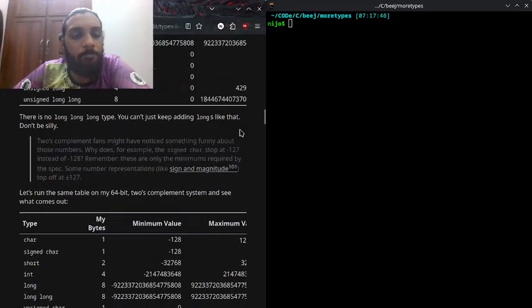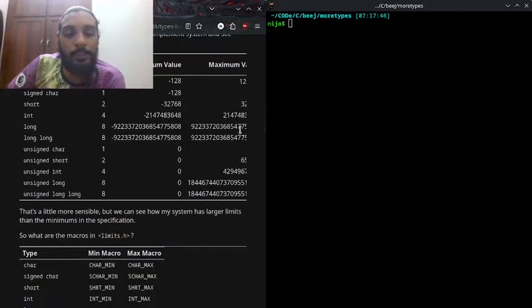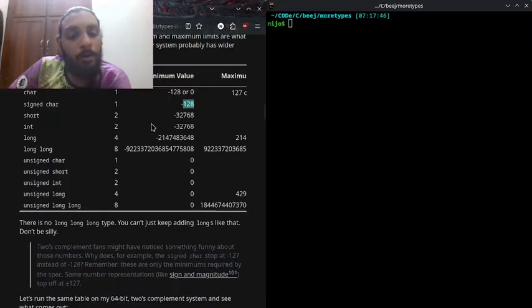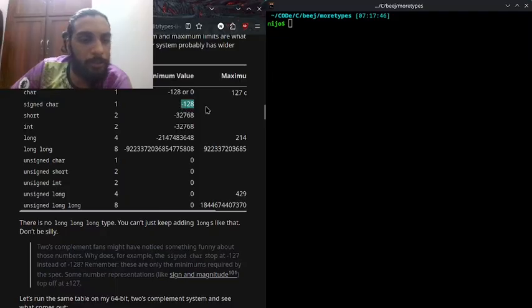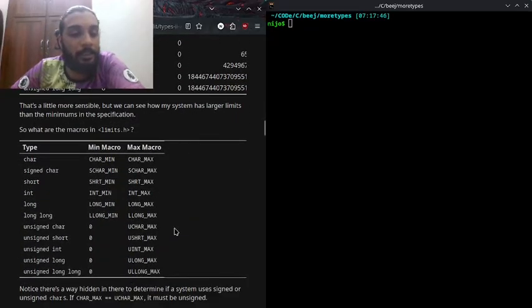Okay, let's run the same number table on my 64-bit two's complement system and see what comes out. We can see how my system has larger limits than the minimums in the specification. So that makes a little more sense.